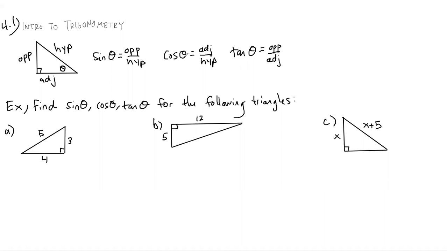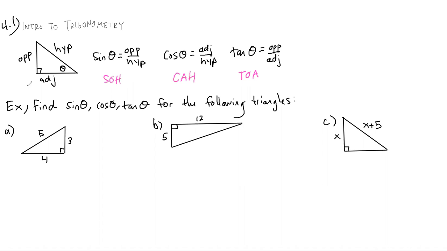This chapter, chapter 4, is going to be all about trigonometry, more than you ever wanted to know about trigonometry. So we're going to start with the basics: your sine, cos, tan. Hopefully you've heard the mnemonic at some point, SOH CAH TOA. That's just an old school trick they've taught to remember the ratios.